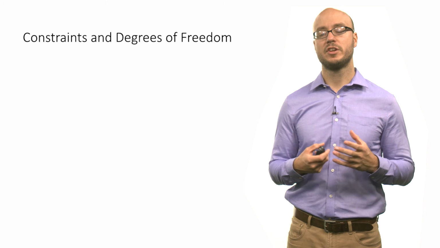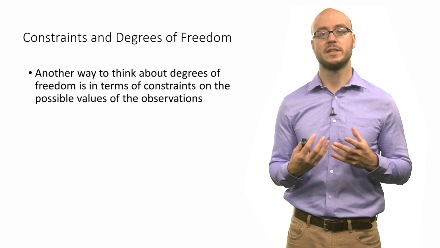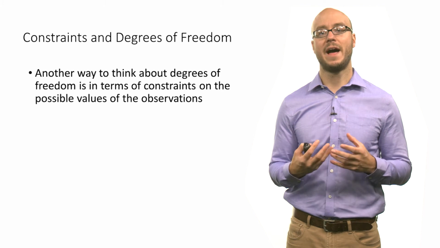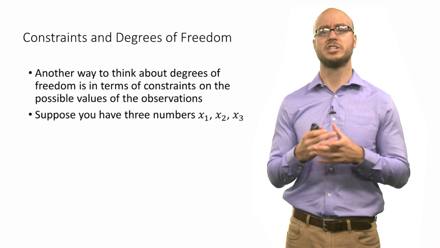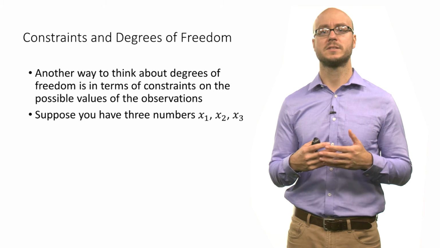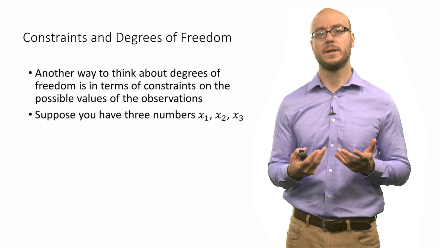Conceptually, you can think of the degrees of freedom associated with a sample statistic. It has to do with constraints. So it's really constraints on the possible values of a set of observations. Suppose we have a small data set that just consists of 3 numbers. And abstractly, we call these x subscript 1, x subscript 2, and x subscript 3.